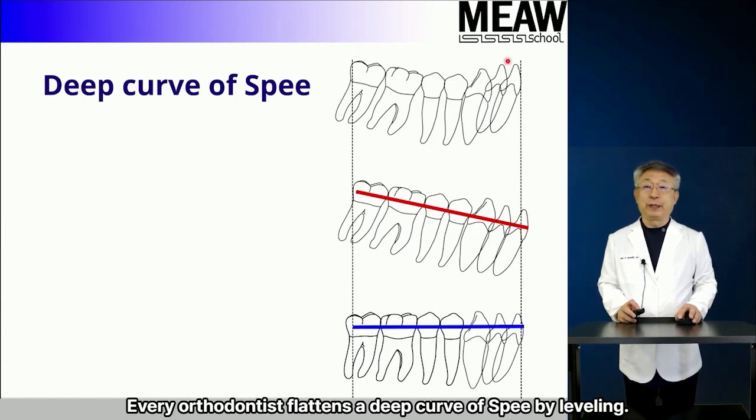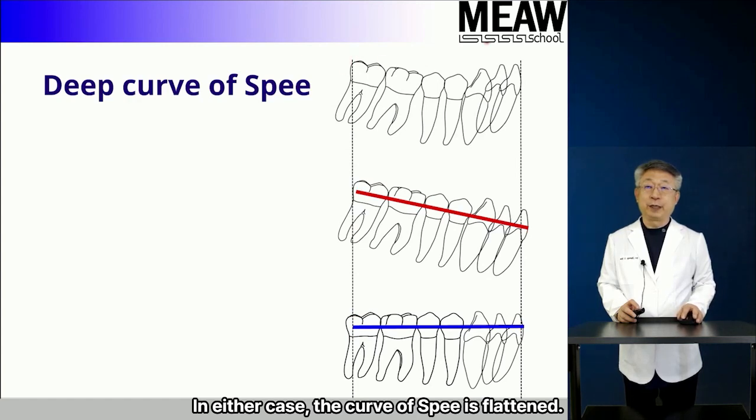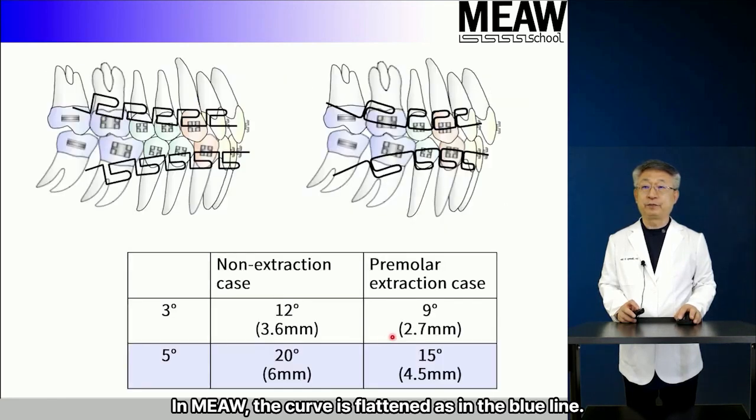On the other hand, space can be gained by uprighting the mesially angulated teeth in a deep curve of Spee. Every orthodontist flattens a deep curve of Spee by leveling. Some may do so as in this red line, and others as in this blue line. In either case, the curve of Spee is flattened. But how do you want to flatten the curve? In MEAW, the curve is flattened as in the blue line.